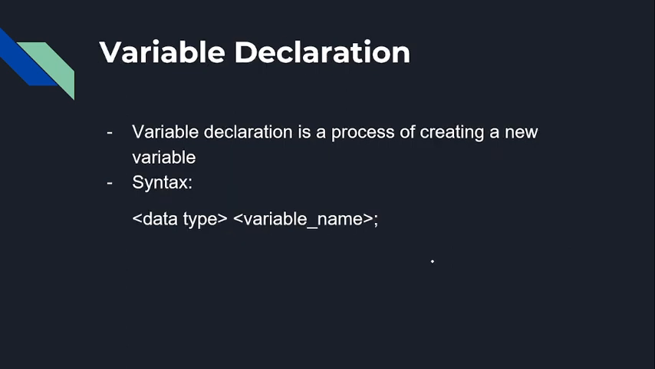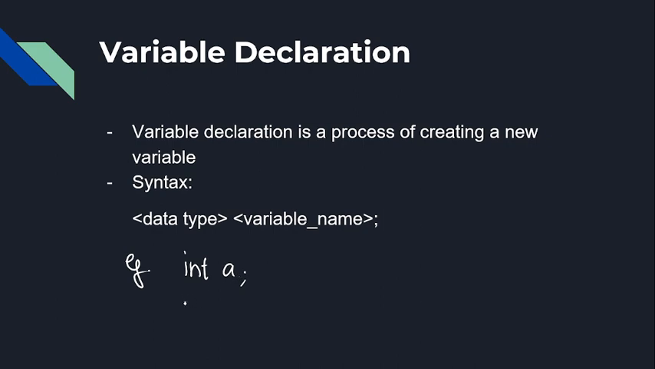Let's go ahead. Variable declaration. Variable declaration is the process of creating a new variable. The syntax is data type and variable name, and obviously it has to be terminated by a semicolon. Let's look at the example. I can create int a semicolon. This is data type int, variable name a, and it declares a variable of type integer, and the name of the variable is a.